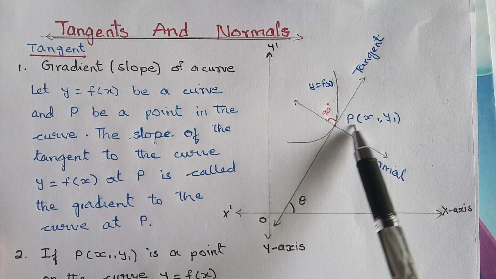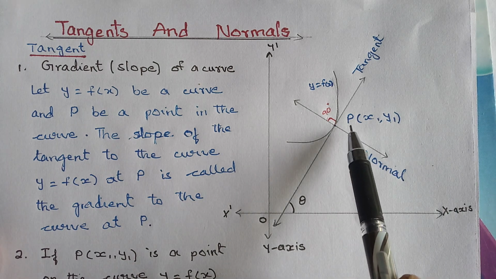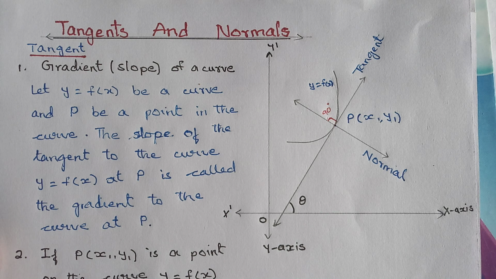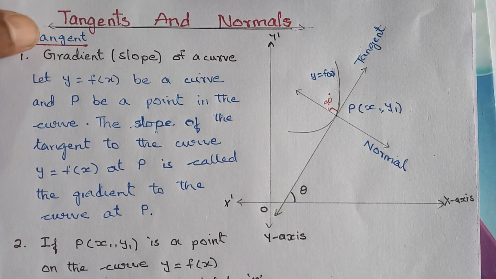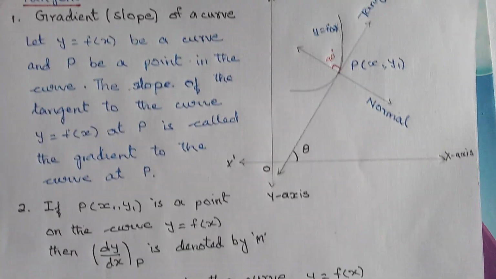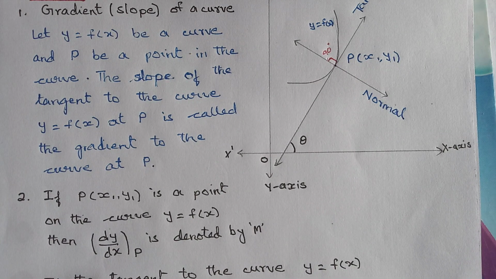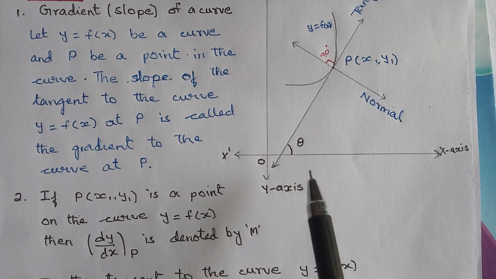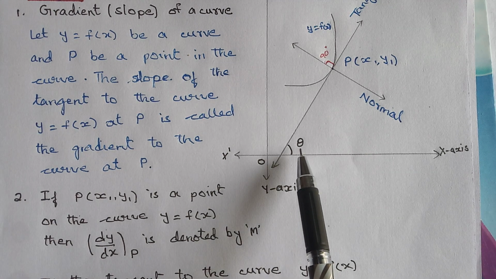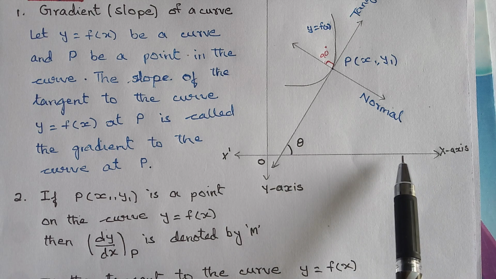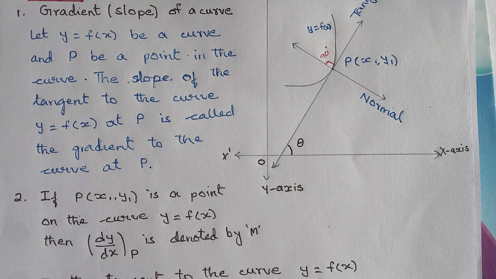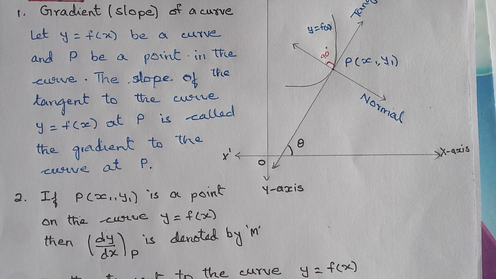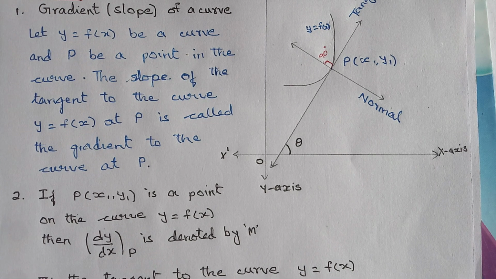Now this gradient is denoted by m, that is, dy by dx at P. If the tangent to the curve y equal to f of x at the point P (x, y) makes an angle theta with the x-axis, then the slope is tan theta. We have two cases.